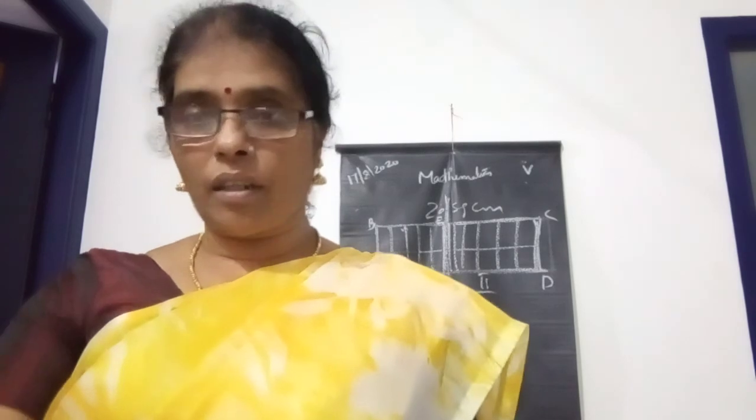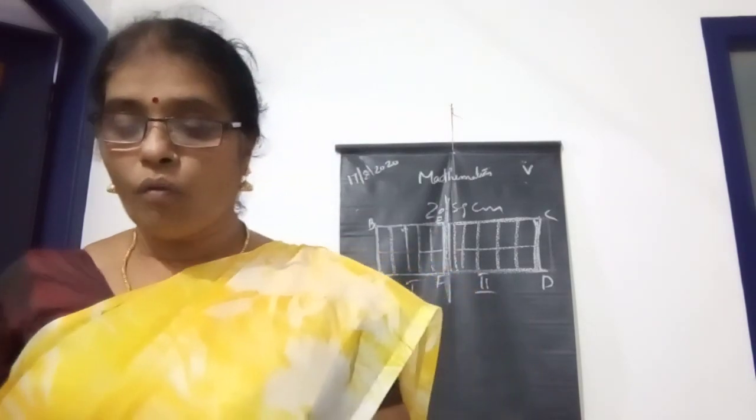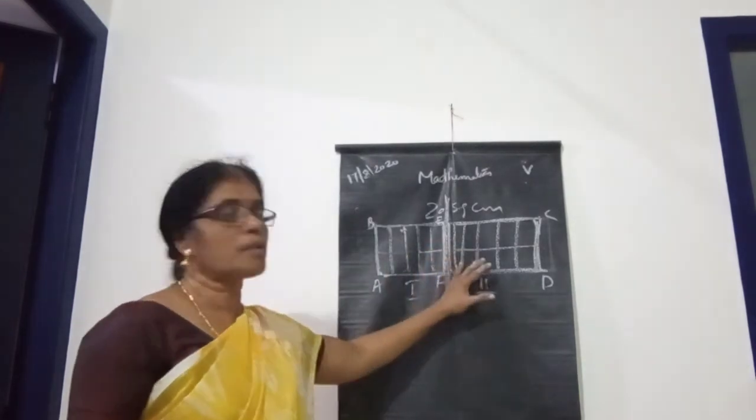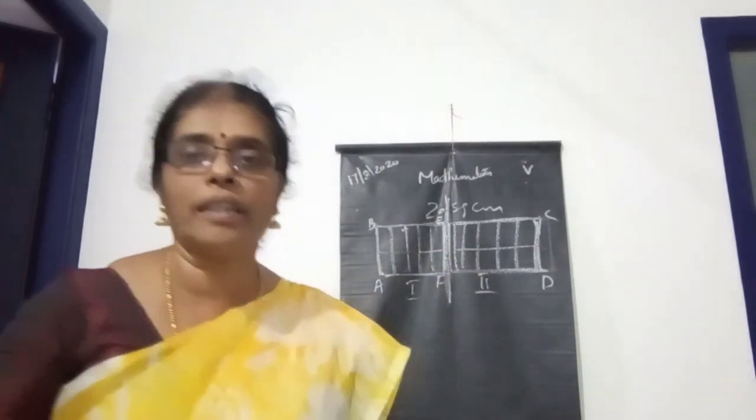And what is the question? That line is already drawn. What is the area of each smaller rectangle? That you have to do. Okay, children, that is homework. Do it for tomorrow.